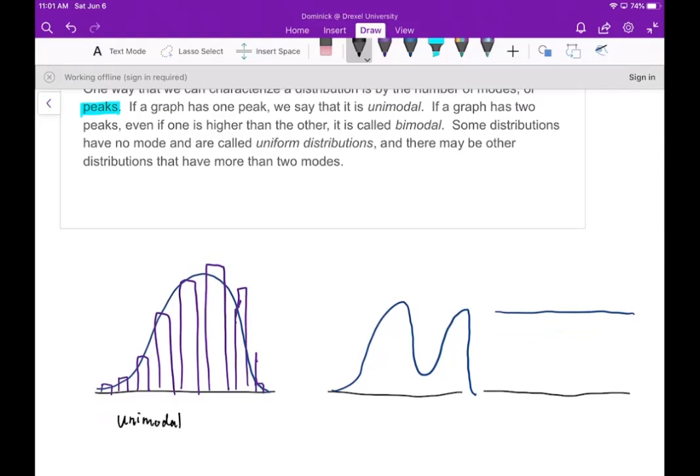If a graph has 2 peaks, and they don't have to be the same height, one could be higher than the other, we call that bimodal. If your distribution has no mode, we say that that is a uniform distribution. And there may be other distributions, of course, that have more than 2 modes, and we would just say that it has however many modes that it has.